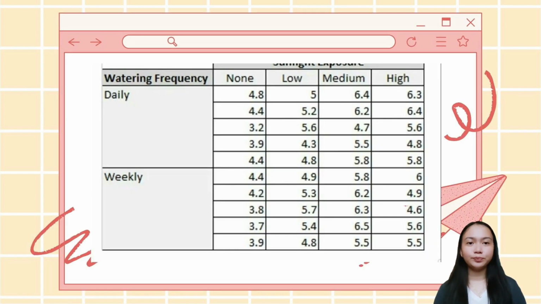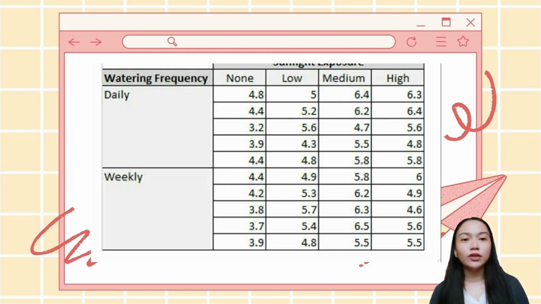Step 1. Calculate sum of squares for factor A, water frequency. First, we will calculate the grand mean height of all 40 plants. Add all the given numbers and divide it by 40. And the answer will be 5.1525. Next, we will calculate the mean height of all plants watered daily.